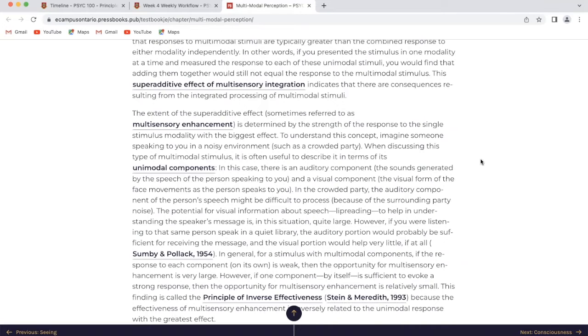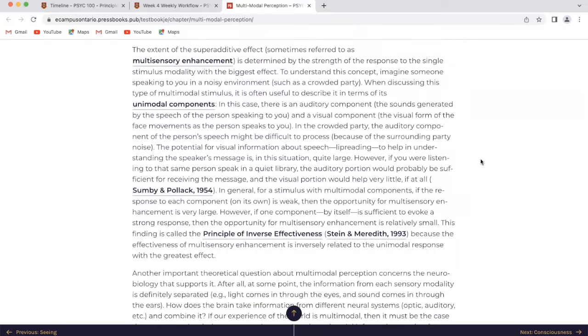In the crowded party, the auditory component of the person's speech might be difficult to process because of the surrounding party noise. The potential for visual information about speech, lip reading, to help you understand the speaker's message in this situation is quite large. However, if you were listening to that same person speak in a quiet library, the auditory portion would probably be sufficient for receiving the message, and the visual portion would help very little, if at all.